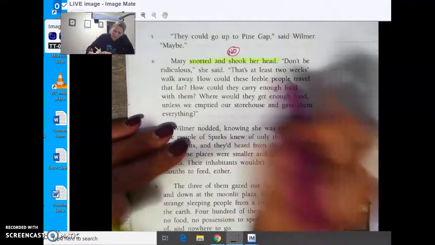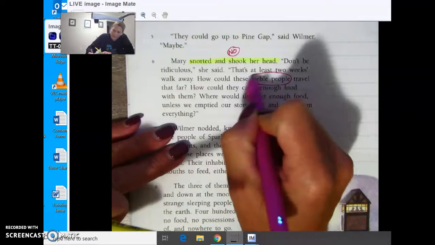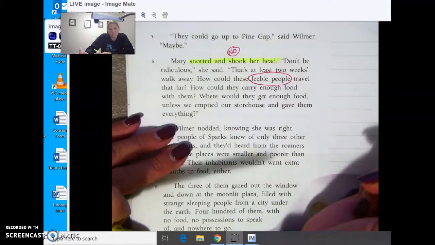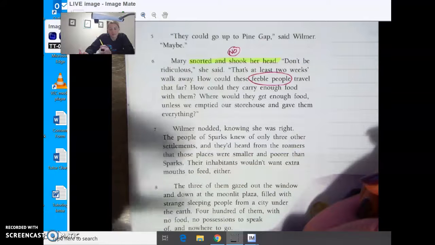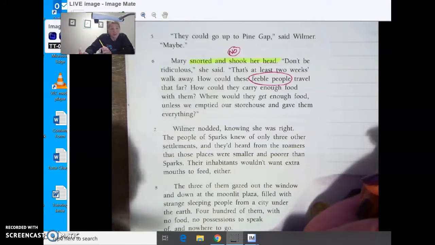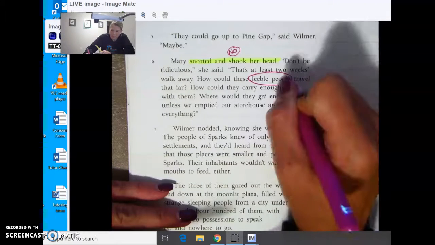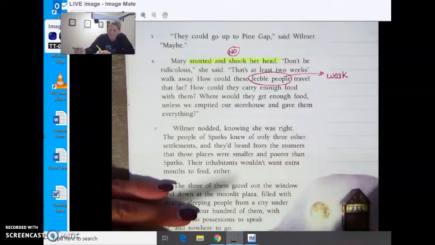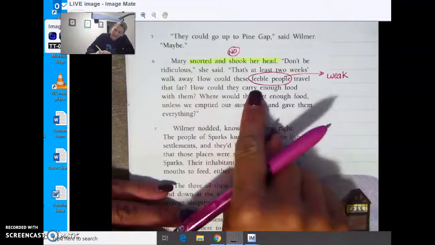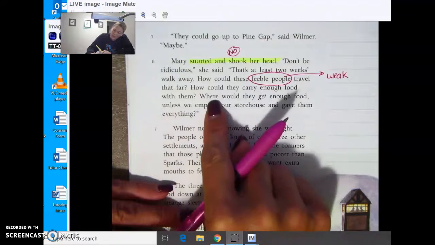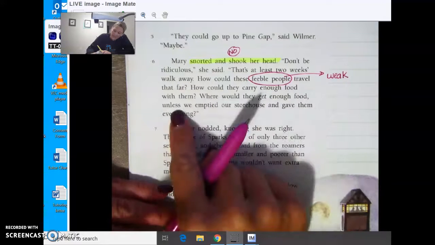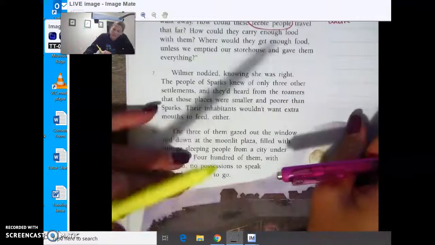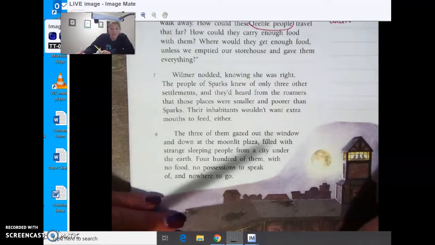I have feeble, I'm going to circle that. Feeble people. Feeble is an adjective describing the people. Well, I wonder what feeble means. We know they're coming from an underground city with no electricity and power, and they're tired and they're hungry. I think feeble must mean they're too weak to travel by foot for 2 weeks. "How could they carry enough food with them? Where would they get enough food unless we emptied our storehouse and gave them everything?" Wilmer nodded, knowing she was right.